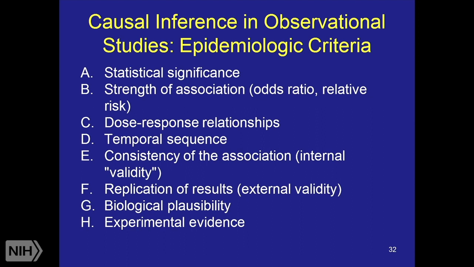There should be a temporal sequence. The cause has to happen before the effect. You would be shocked how many times that's where it falls down for the causal inference. You have to have this consistency of the association and replication of the results. And Dr. Stoney will talk more about this in her lecture.